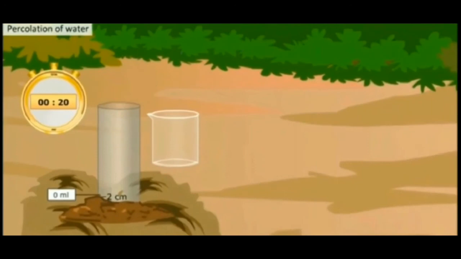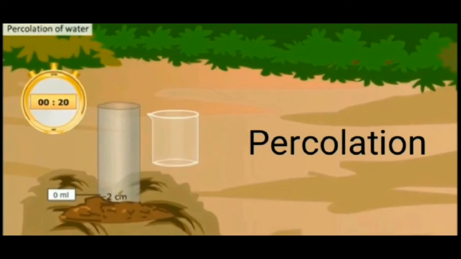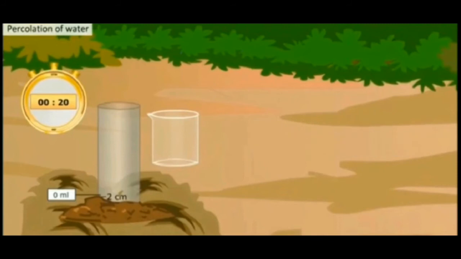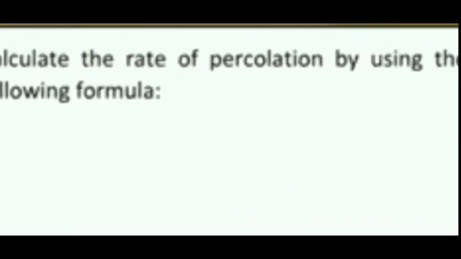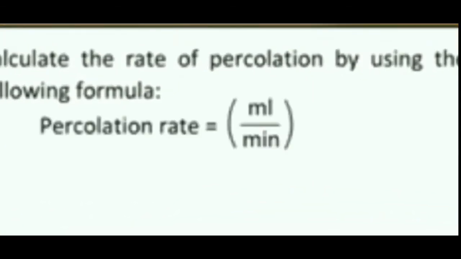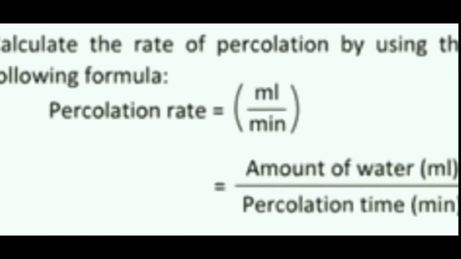Now, can you tell the formula to calculate the rate of percolation? Calculate the rate of percolation by using the following formula: amount of water in milliliters upon the percolation time in minutes.